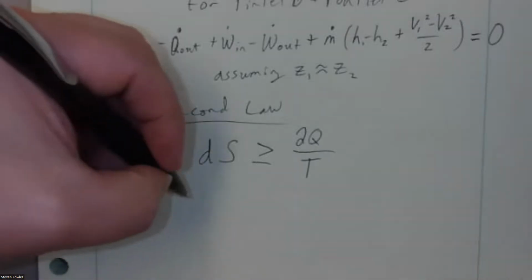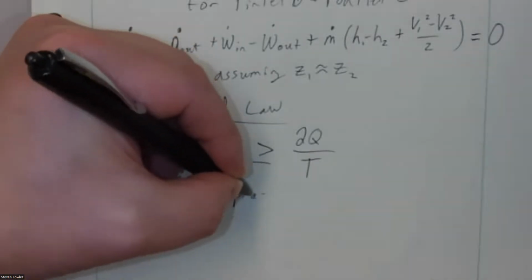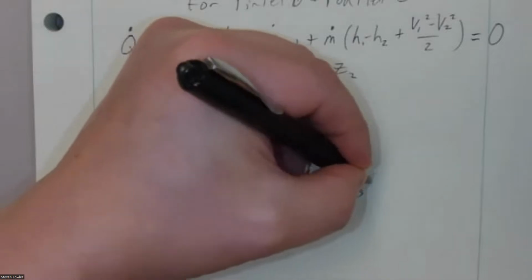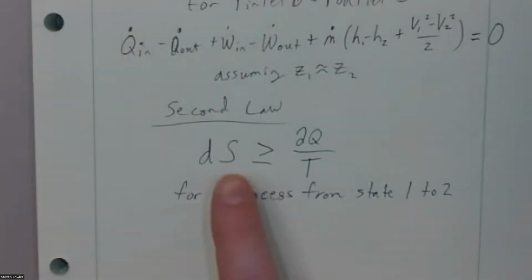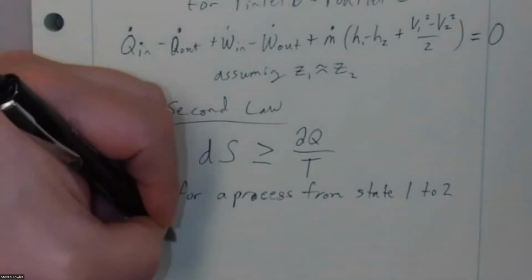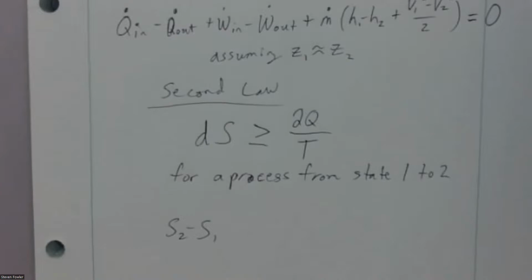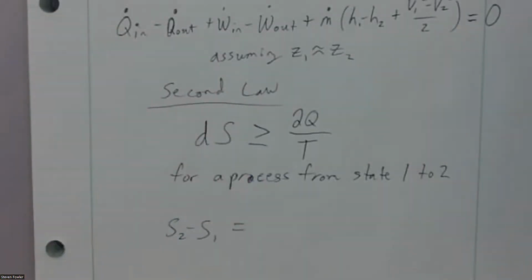Well, the first thing is most of the time we're going to look at a process from state 1 to state 2, and what that means is I'm going to integrate both sides of this equation from state 1 to state 2. The integral of ds is just delta s, s2 minus s1. And then rather than deal with this inequality, we're going to set this equal to something, creating an equation but preserving the rule.